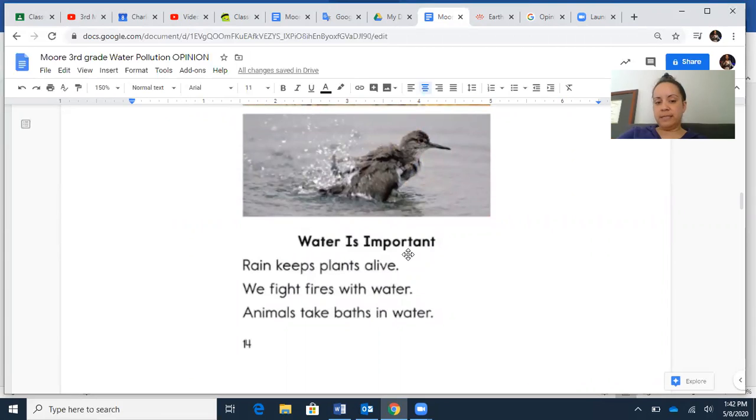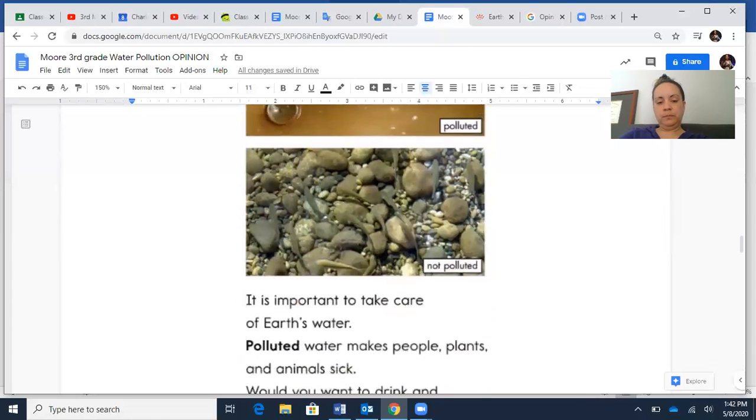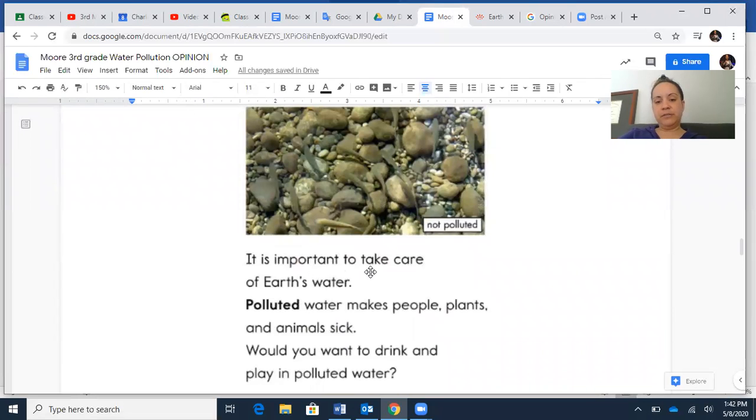Water is important. Rain keeps plants alive. We fight fires with water. Animals take baths in water. It is important to take care of Earth's water. Polluted water makes people, plants, and animals sick. sick. Would you want to drink and play in polluted water? Not me.